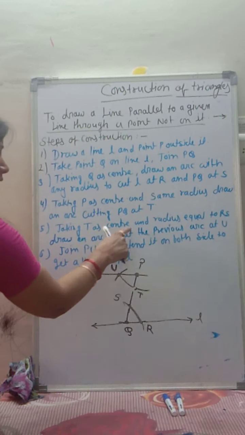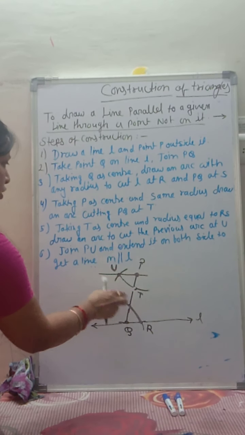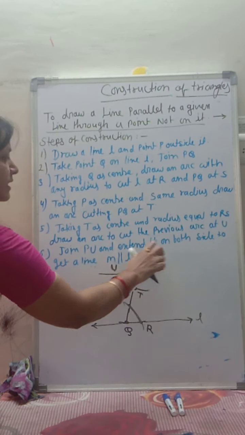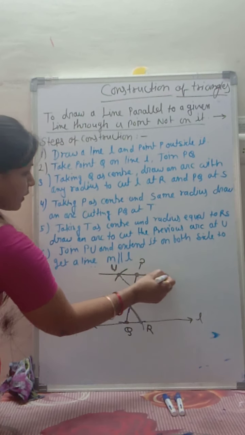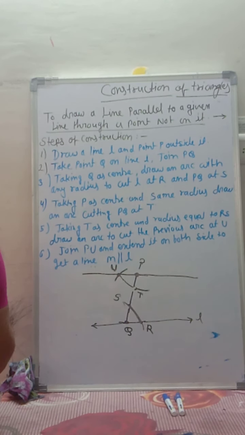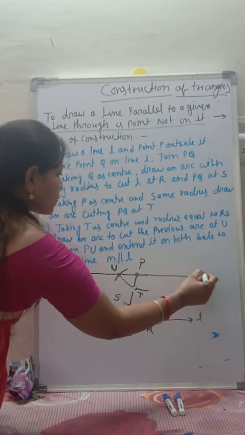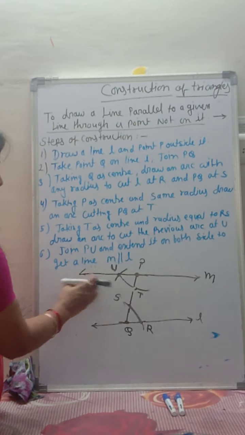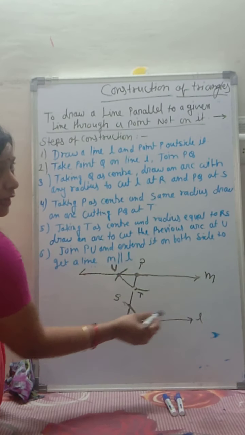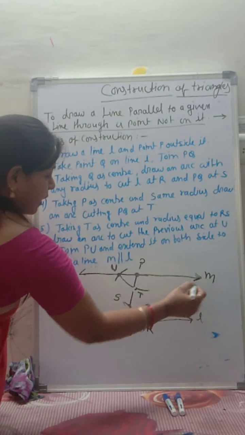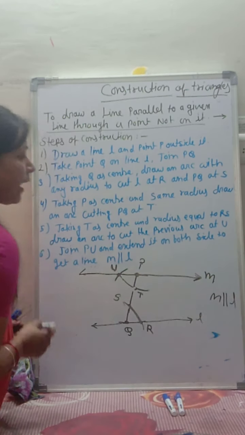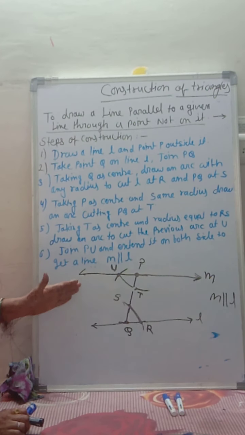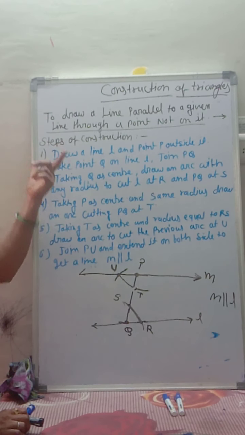So taking T as center and radius equal to RS, draw an arc to cut the previous arc at U. Join PU and extend it on both sides. Here we extend and here we also extend. This line is called M. So join PU and extend it on both sides to get the line M, and M is parallel to L. So you can construct the parallel line even if you are not given a point on it. You have to construct it by following these steps.